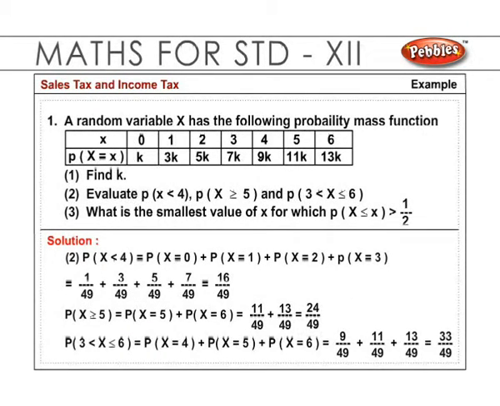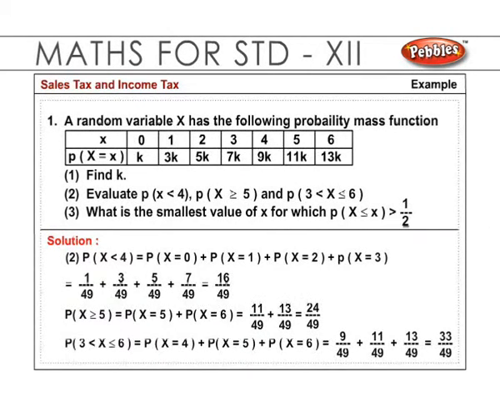P of x lesser than 4 is equal to p of x is equal to 0 plus p of x is equal to 1 plus p of x is equal to 2 plus p of x is equal to 3, is equal to 1 by 49 plus 3 by 49 plus 5 by 49 plus 7 by 49 is equal to 16 by 49. P of x greater than or equal to 5 is equal to p of x is equal to 5 plus p of x is equal to 6 is equal to 11 by 49 plus 13 by 49 is equal to 24 by 49.